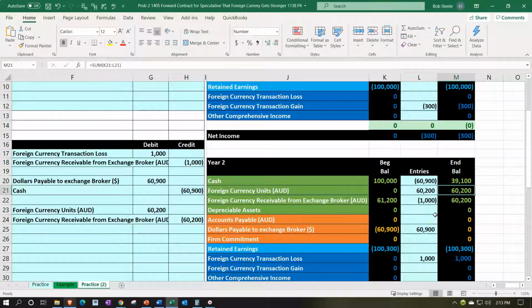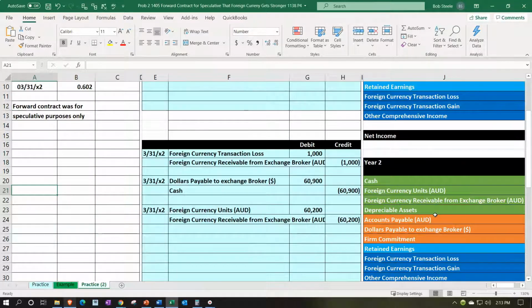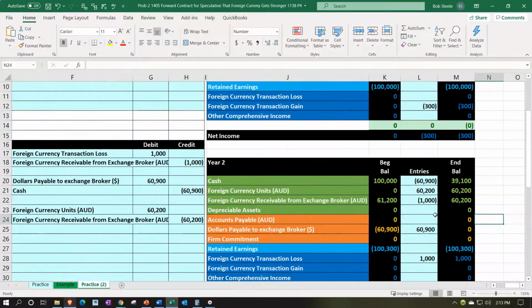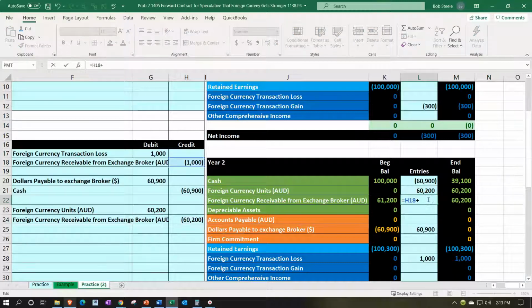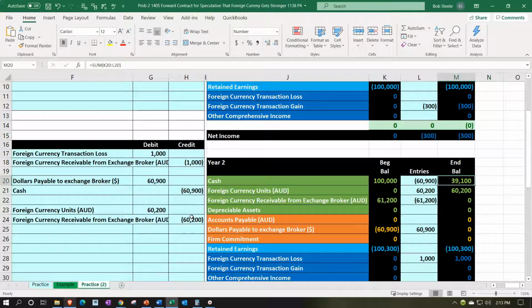There's the 60,200 of foreign currency units, which represents the 100,000 that's going to be in the actual account. And then this one's going to go down. I'm going to double click on this, go to the end of it and say plus, pick up that 60,200, and there we have it. So at the end of the day, we've got the cash now. We've got the 60,200 in foreign currency units, which is really representing 100,000 Australian dollars.